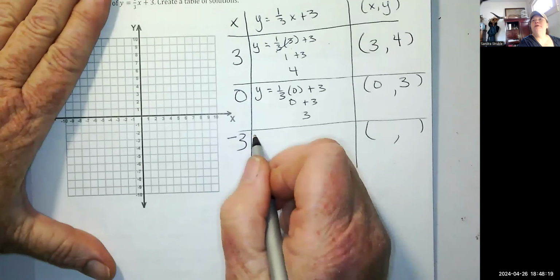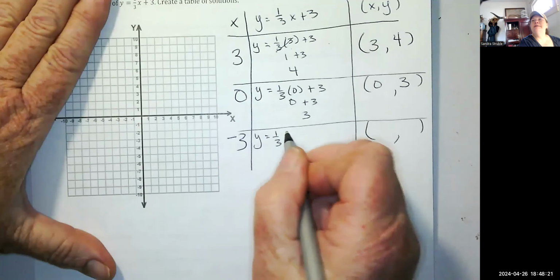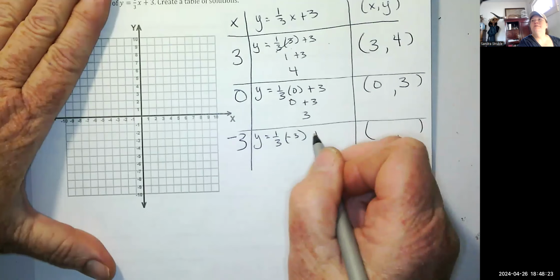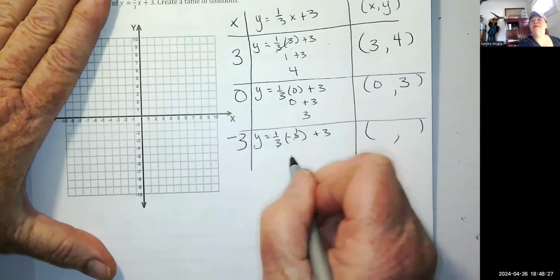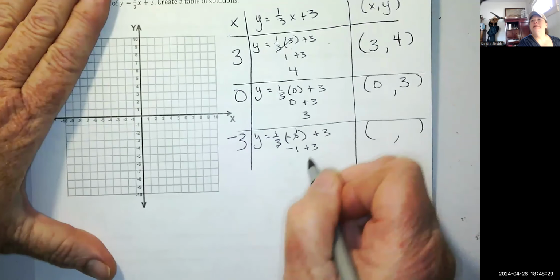And then the last one is y equals 1/3 times -3 plus 3. These reduce. That becomes a -1. 1 times -1 is -1 plus 3, and that is 2.